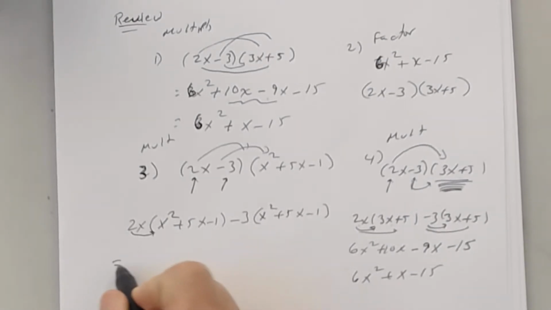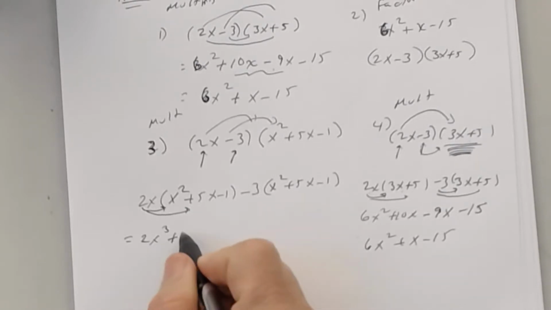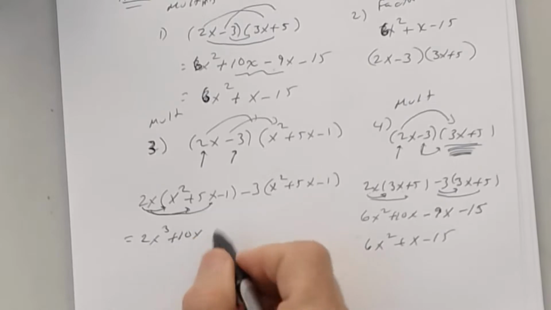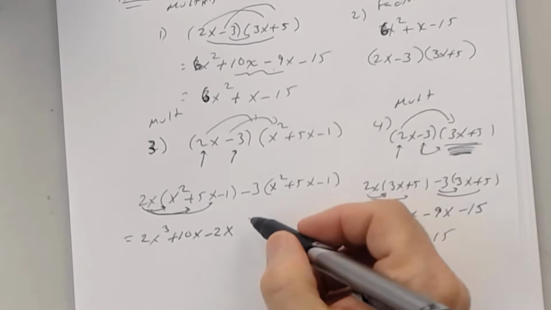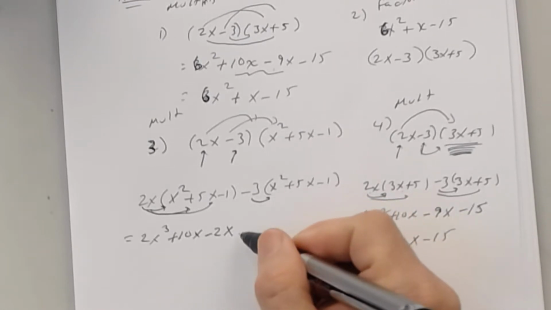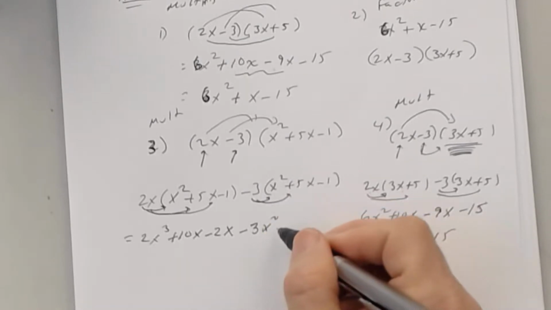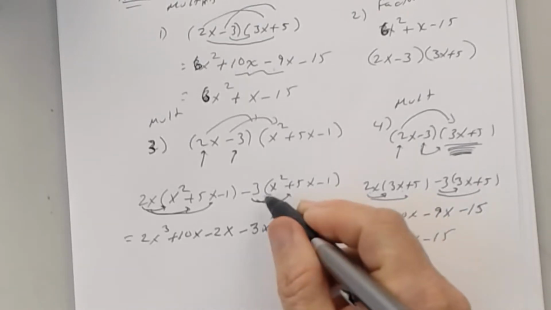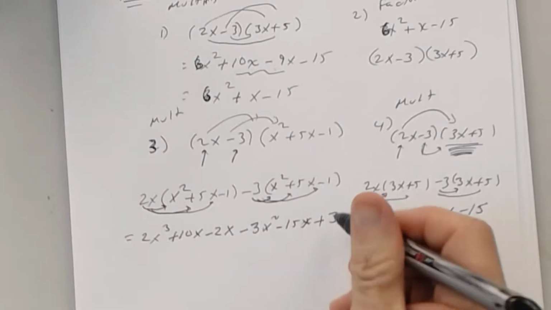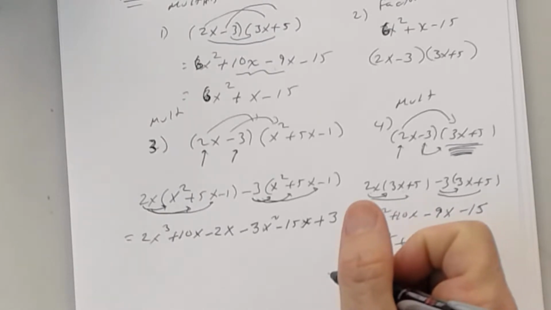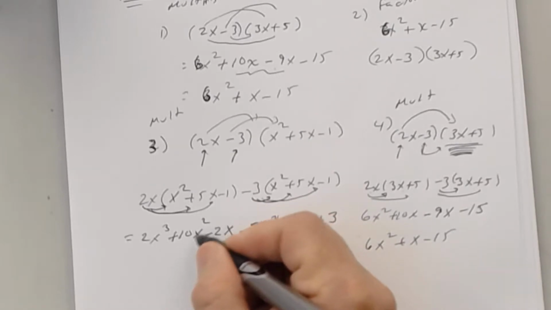What's 2x times x squared? 2x cubed. What's 2x times 5x? And then what's 2x times a negative 1? Negative 2x. What's a negative 3 times x squared? A negative 3 times 5x. And then a negative 3 times a negative 1. Plus 3. Combining like terms, yes. Yes, you're right. Thank you. 10x squared right here, right?